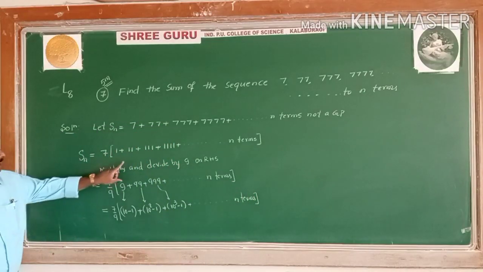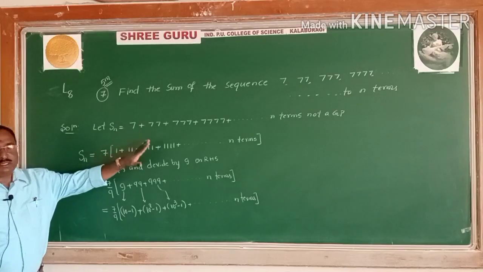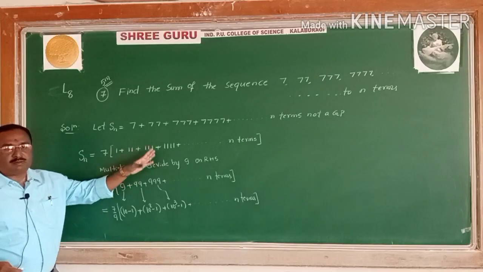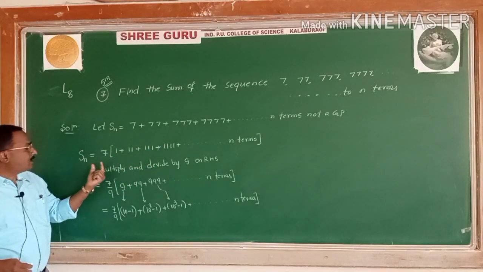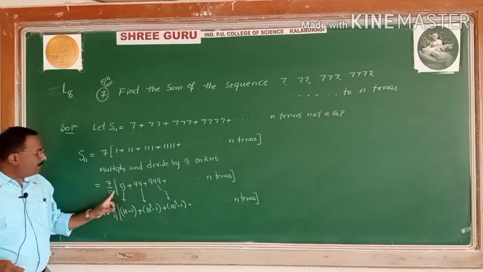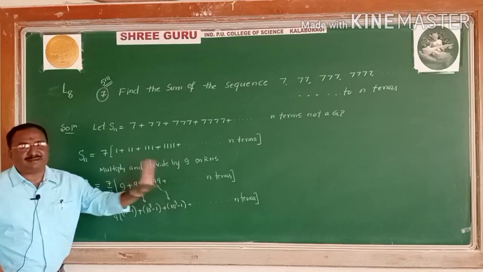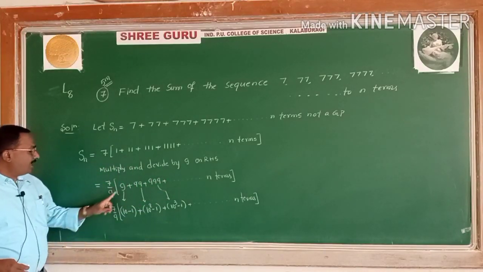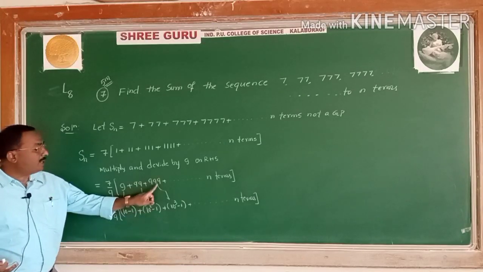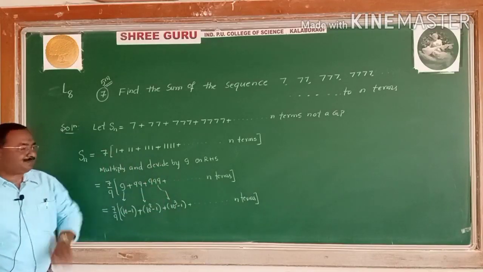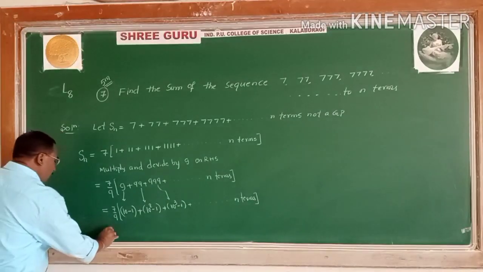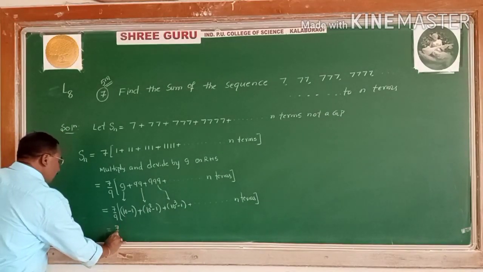Any doubt? Here carefully: 7, double 7, triple 7, and so on, n terms. Taking 7 common: 1 plus double 1 plus triple 1 and so on. Next, multiply and divide by 9 on the RHS side. Here 7 as it is, divided by 9, multiply each term by 9. Take the 9 inside. 9 can be written as 10 minus 1. 99 can be written as 10 square minus 1, where 10 square is 100. 999 is 1000 minus 1, and so on. 10 terms on one side, 1 terms on one side. That is 7 by 9.